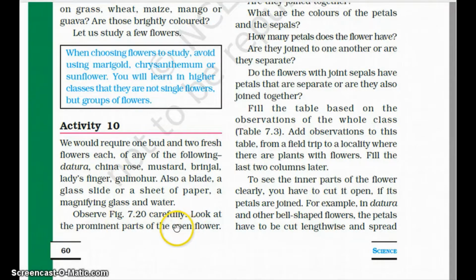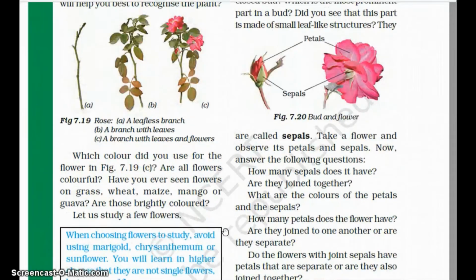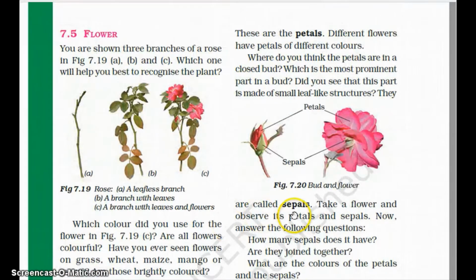If you don't have one, you can watch the flower like that only. Observe figure 7.20 carefully. Look at the prominent parts of a flower. So first of all, let us see the prominent parts. A flower first has a stalk. The part on which the flower is there is called the stalk. Then the green colored, leaf-like part is the sepal, and the colored parts are the petals. This is a bud and this is a flower.